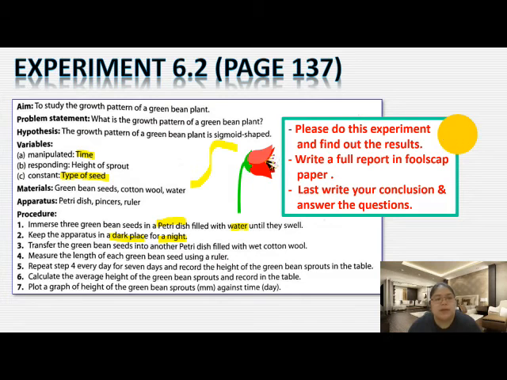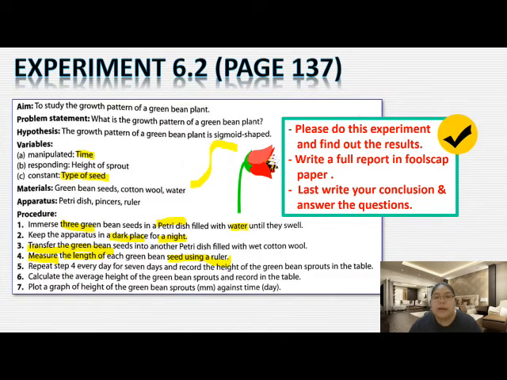Okay, after that, another day, transfer the green beans. The 3 green beans must be together in one Tupperware. You don't separate them. So that means you put the 3 green beans together in one pantry dish. After that, put in the water. The 3 green beans will swell. After that, keep them inside a dark place for 1 night.